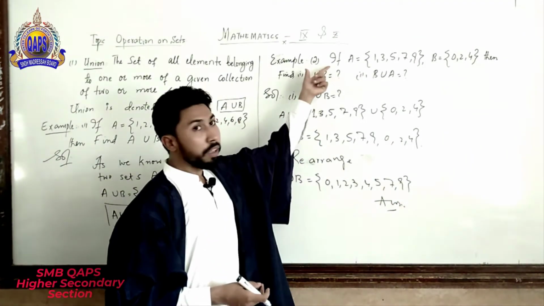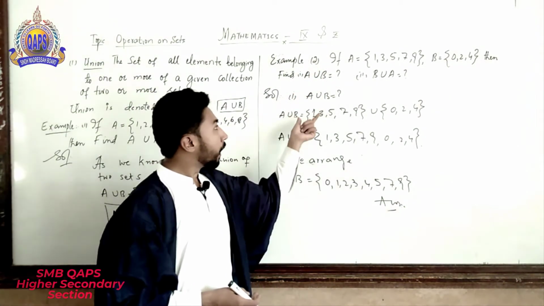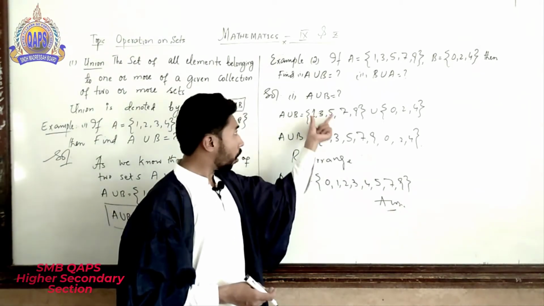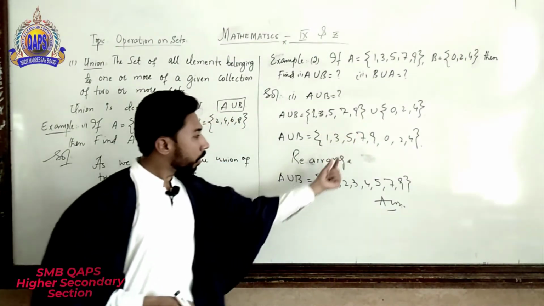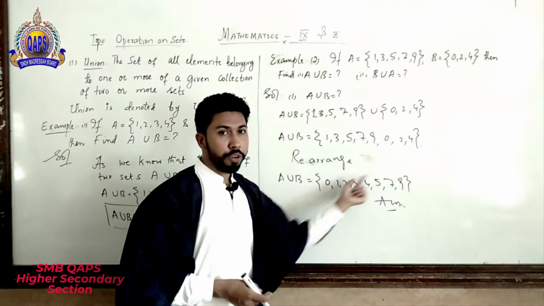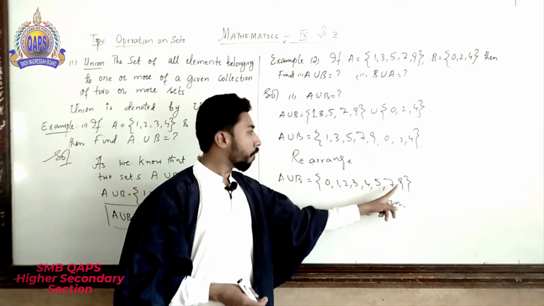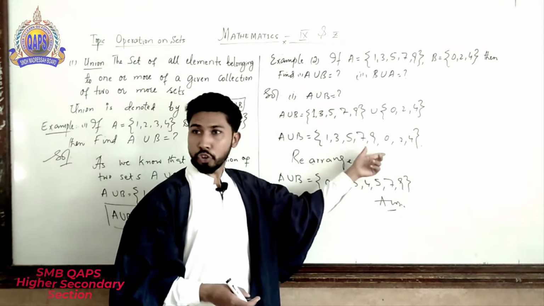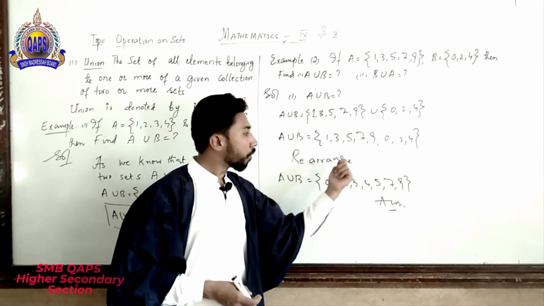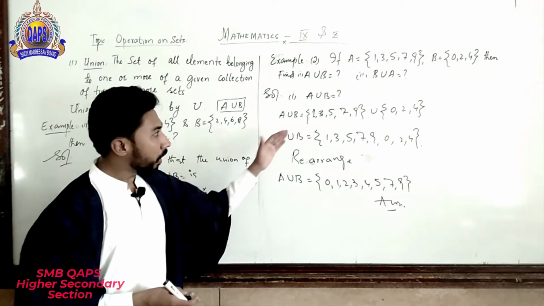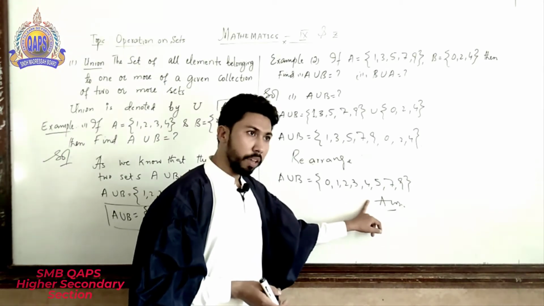So this first problem, A union B, is the union of the two sets in between. The result is 0, 1, 2, 3, 4, 5, 7, 9, because 6 and 8 are not shown in the two sets. So we leave these two elements, because they are not in the given sets. That is why our result for A union B is this.